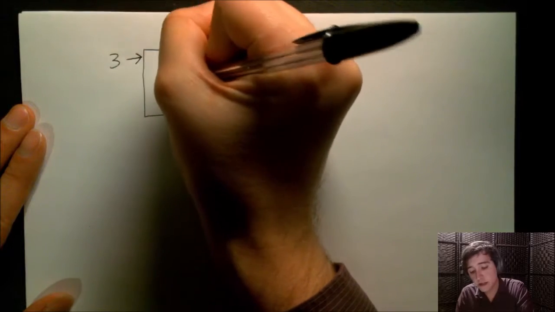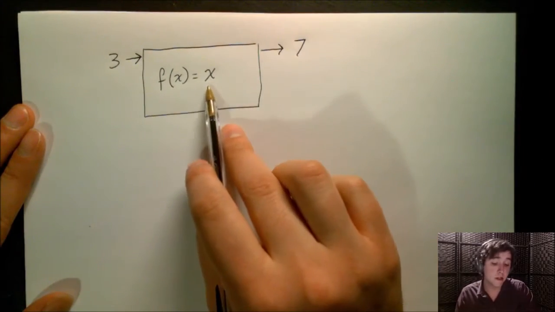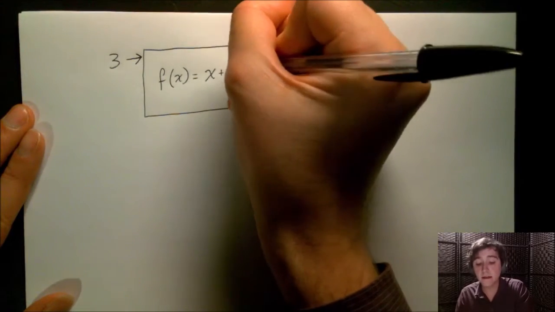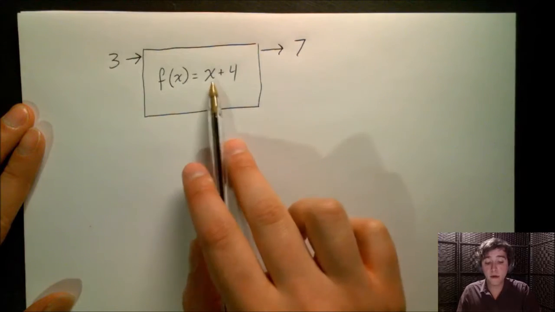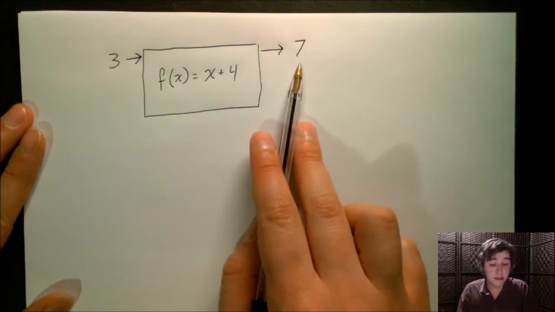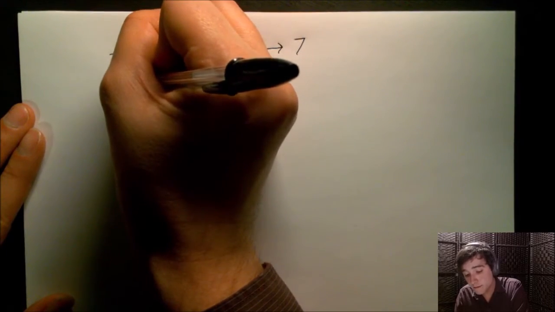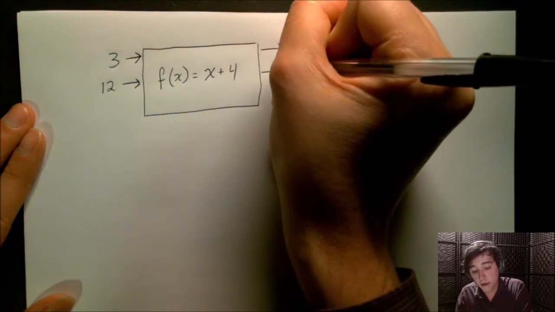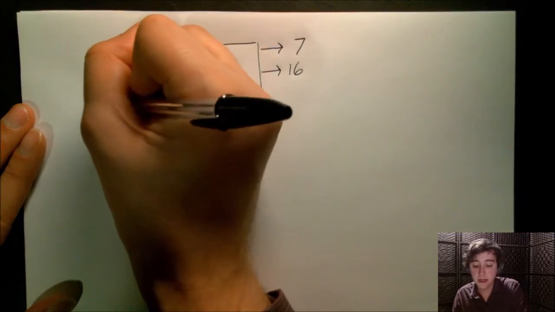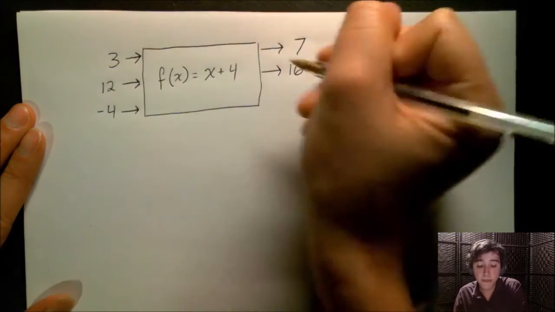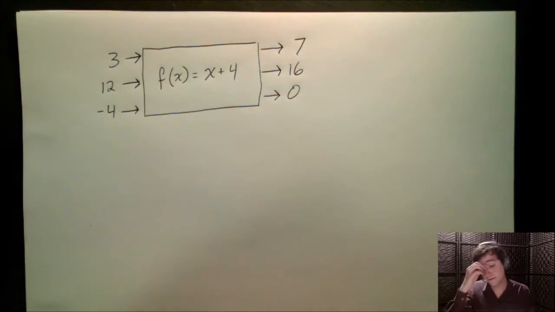So maybe this function takes the input number, which is usually called x, and adds 4. So it would take a 3 and output 3 plus 4, which is 7. Or maybe it takes in a 12 and outputs 12 plus 4. Or maybe it takes in negative 4 and outputs negative 4 plus 4.